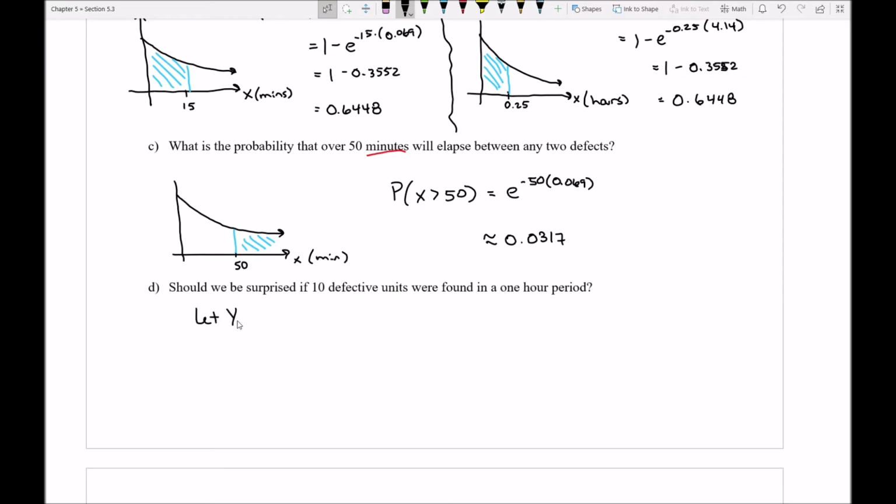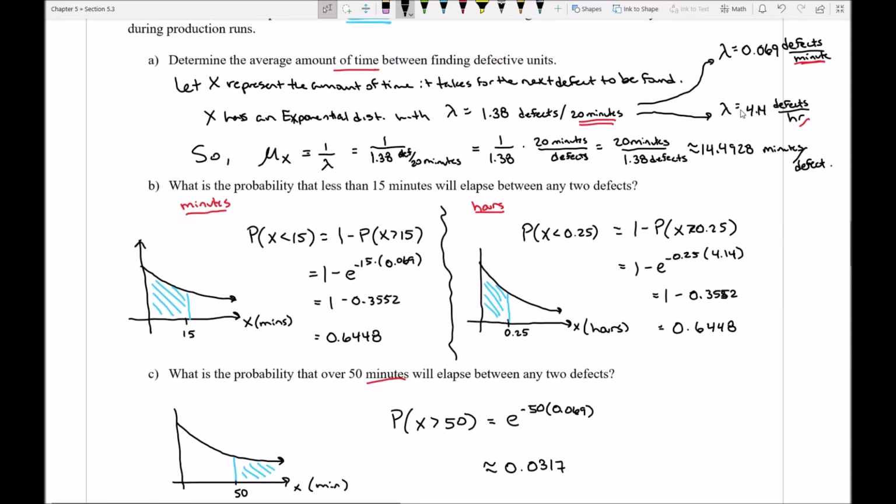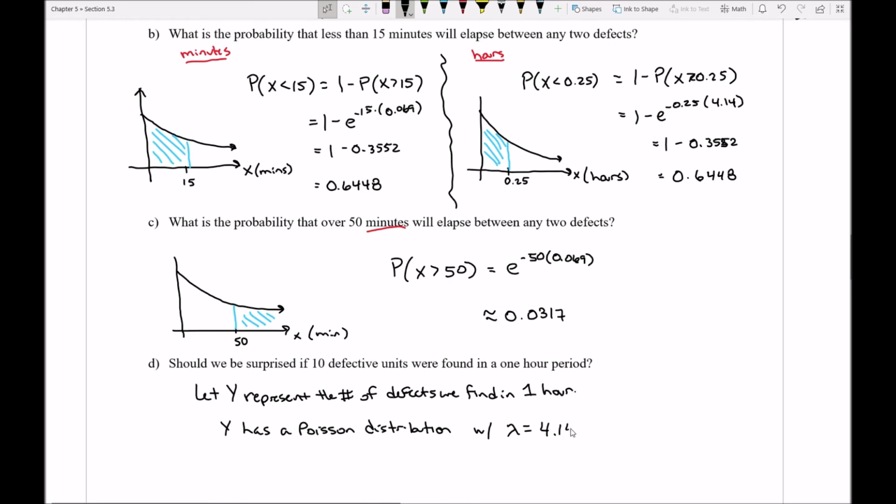What this means is that we actually have an entirely new variable here. We could say, how about we let y represent the number of defects we find in 1 hour. Well, if we're trying to find the number of defects that we have in 1 hour, then that's not a continuous distribution. That's a discrete distribution. And we could say y has specifically here a Poisson distribution. And the value of lambda should be the number of defects that I find in 1 hour. Well, fortunately for us, we already computed that value up here. Lambda is 4.14 defects per hour. So I know that that's 4.14.